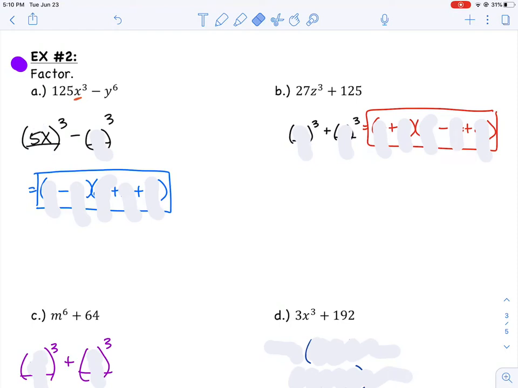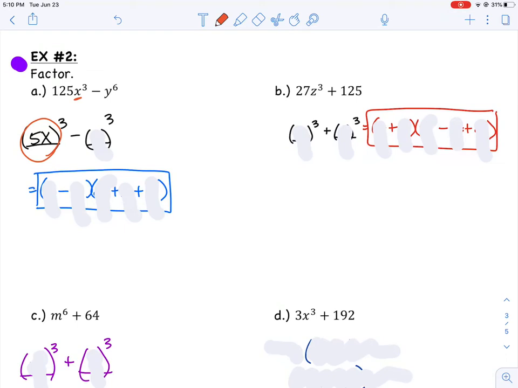Did you say 5? So really, instead of saying 125x cubed, could I really say that that's the same thing as 5x, the whole thing cubed? That means the 5 is cubed and the x is cubed. That way, I have a base that's cubed. Now I need to make sure that the other base is cubed.